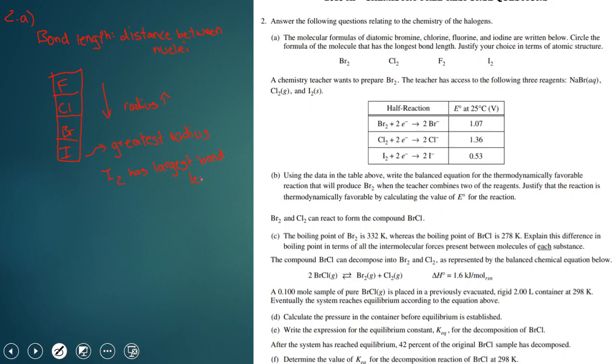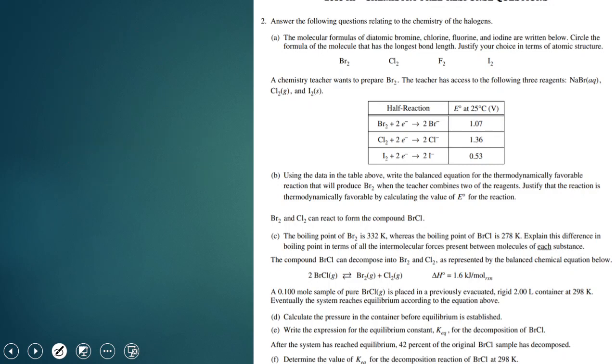And so the answer that you should circle should be I2. And where it says to justify your answer in terms of atomic structure, say that because I has the largest atomic radius, the bond length of I2 is going to be larger than any of the other diatomic molecules.